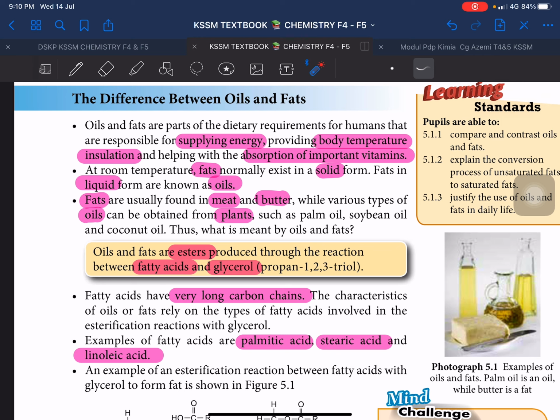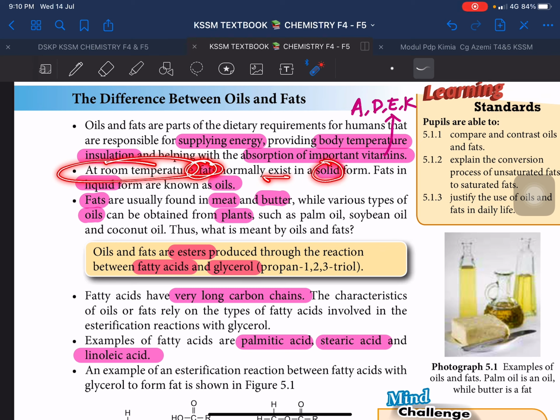And helping with the absorption of important vitamins. Some of the vitamins kan hanya boleh diserap, absorbed by lemak. And those vitamins are, I hope I already mentioned to you before. Kalau tiada, okay. So these are the vitamins that can only be absorbed by lemak: A, D, E, K. Vitamin A, D, E, K. Okay, next. At room temperature, you all know that fats normally exist in solid form.